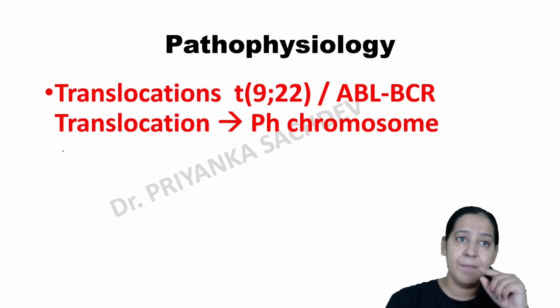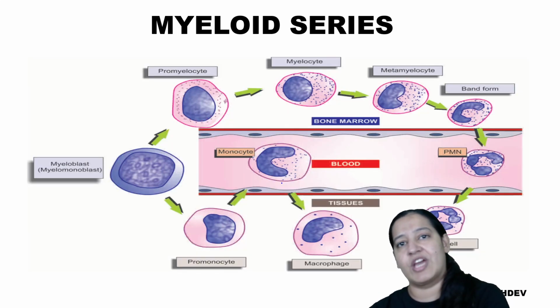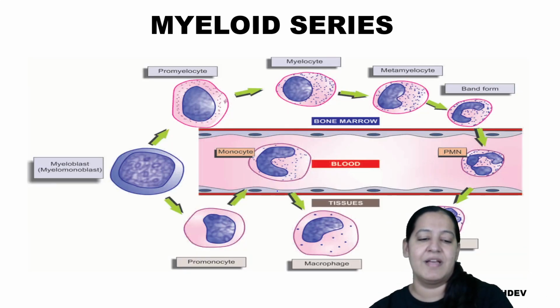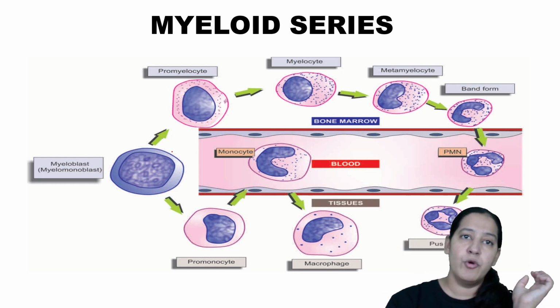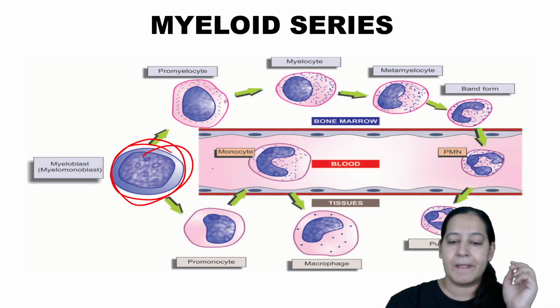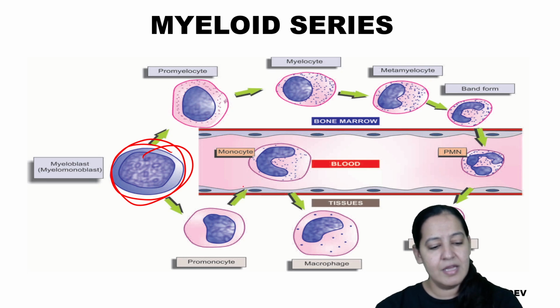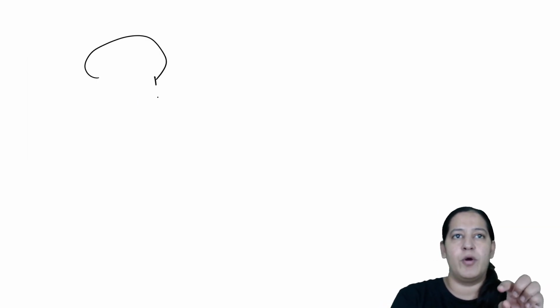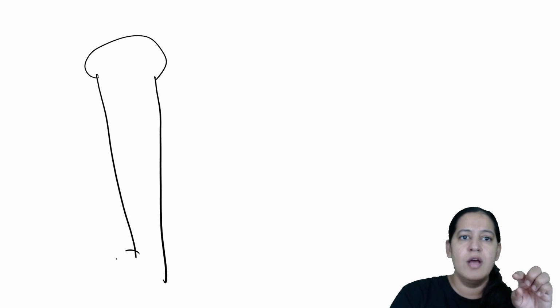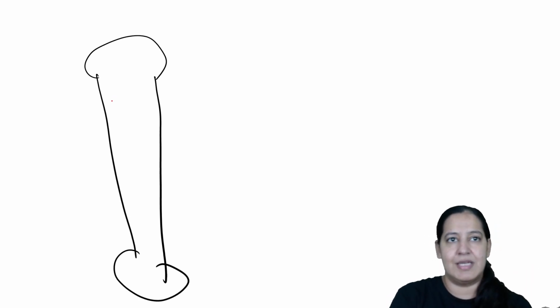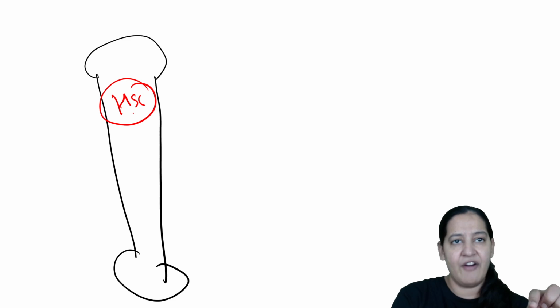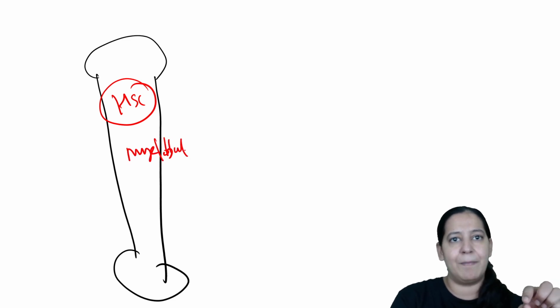So here, a type of mutation takes place known as translocation. In which cell is this mutation taking place? You know this diagram now. So this mutation takes place in myeloblast. From the hematopoietic stem cell inside the bone marrow, the first cell formed after this is myeloblast. So this mutation takes place in myeloblast.